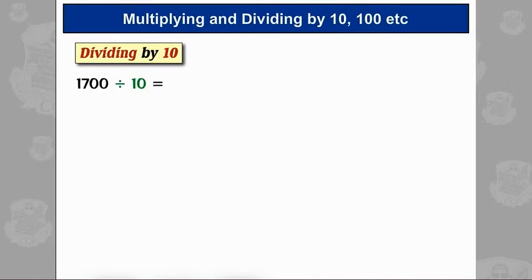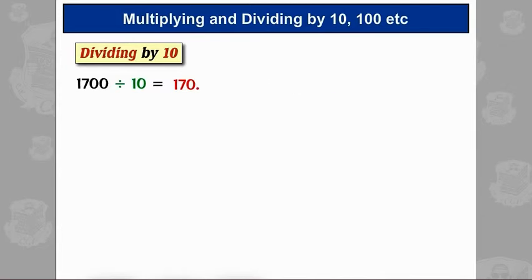So here we've got an example, 1,700 divided by 10. I'm going to move that decimal point one place to the left, and we get 170.0. Now actually, we don't really need this 0 here, it's not telling us anything, so we can just get rid of that. So we just write our answer as 170.